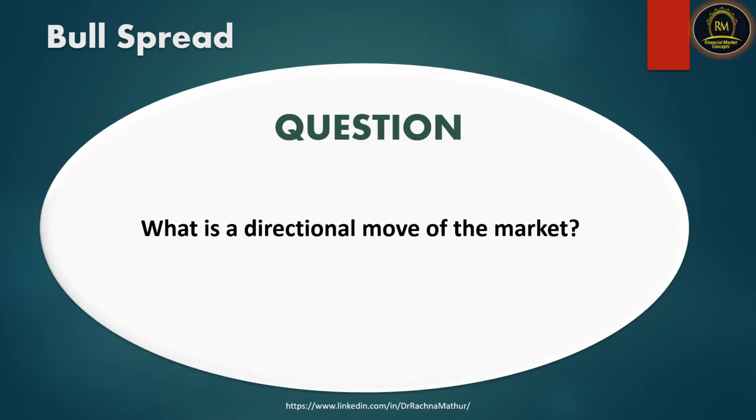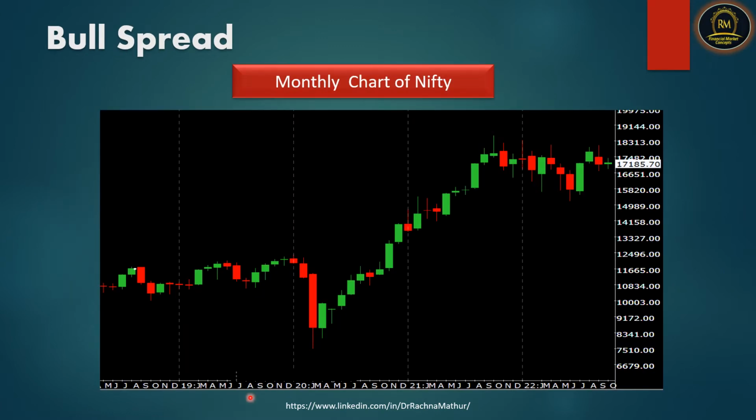Now the important question that comes here is, what is a directional move of the market? So let's understand the directional move with the monthly chart of Nifty. Here we see the candlestick chart. Each candle is a monthly candle. Here the market is showing a downward move.